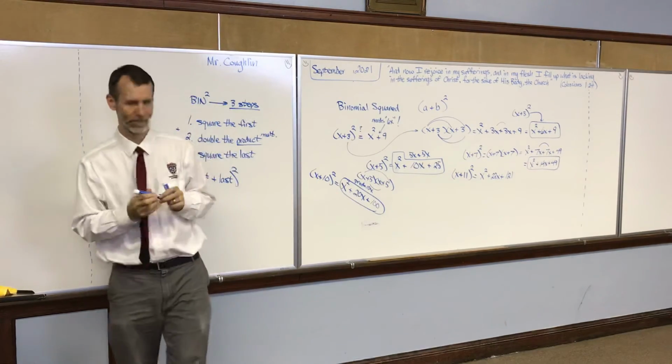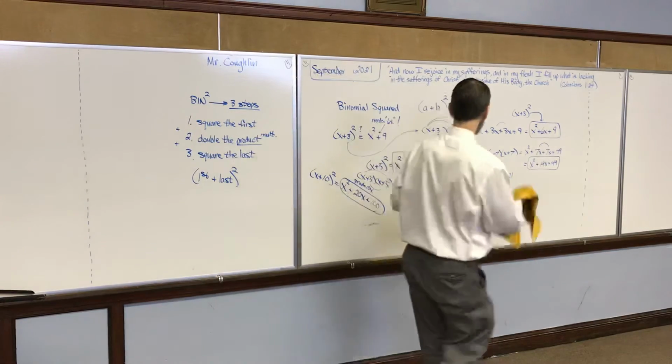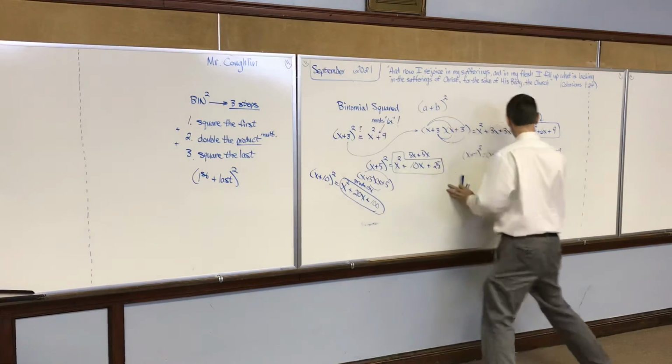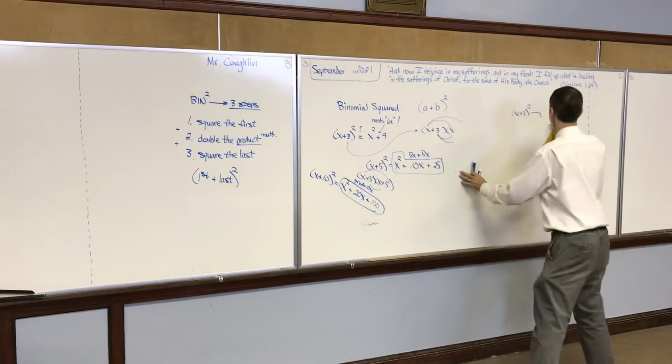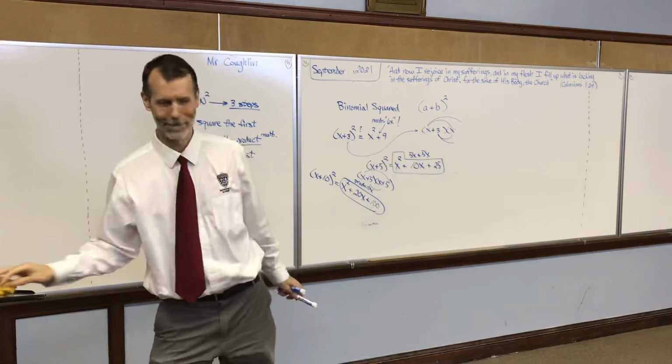That's binomial squared. This can go very fast once you get a little bit of practice. Let me just do one more and then I'll give you some time to work. But beware, I'm going to make it big.